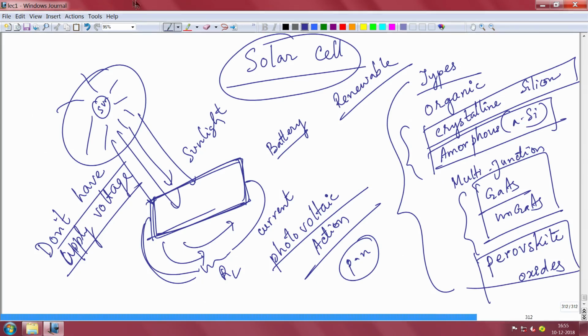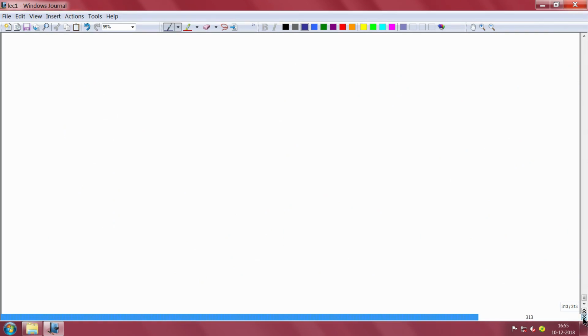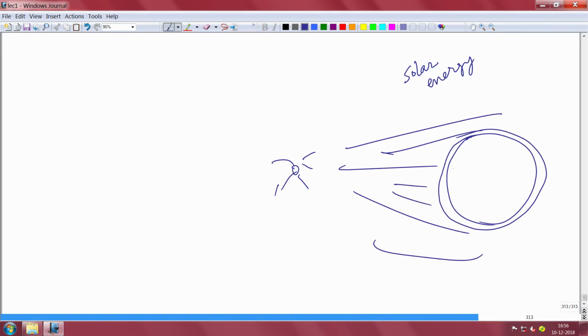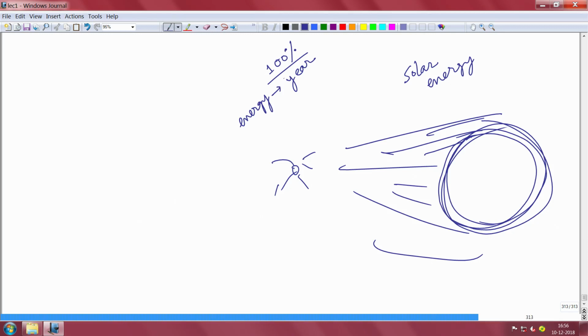So the sun's energy, of course, is very vast, and a solar cell is not only about a PN junction, but also about the energy that the sun gives us, right? I'm not able to recall the exact number, but so much solar energy falls on the earth that if you are able to take all the sunlight that falls on the earth and convert it into energy, then you should be able to meet 100% of the energy requirement of the world in a year.